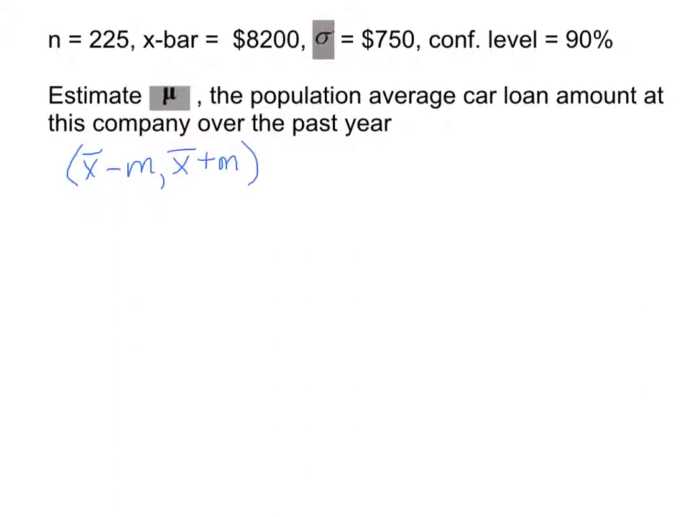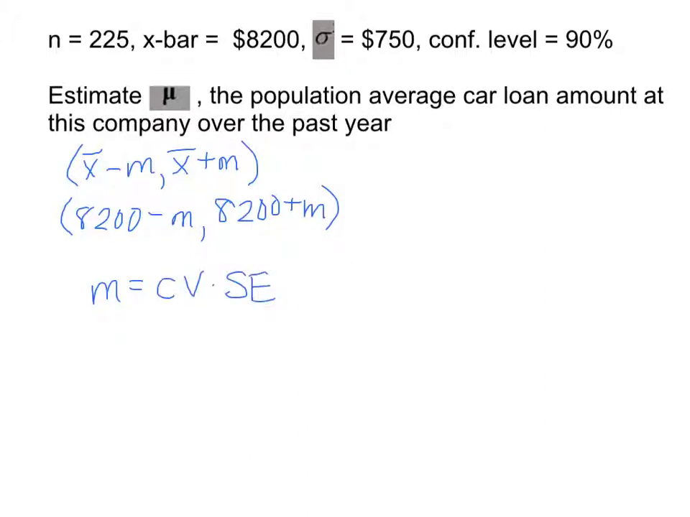And so far we know that our sample mean loan was $8,200. So we figure that our population loan amount will probably be around there. And then it comes down to finding M. And remember, M is the critical value times the standard error. But before we can do this, we've got to make sure that everything's in play and check our requirements so that we know we're creating a valid confidence interval.